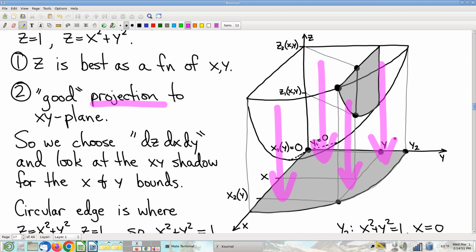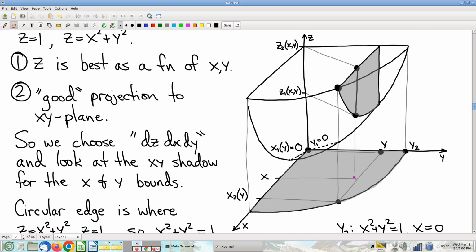Just to generalize, everything gets pushed perpendicularly to the XY plane into the XY plane. And so the projection itself, what I'm claiming is a good projection, is just this quarter disc. Now let me walk you through what I claim is good about this projection.